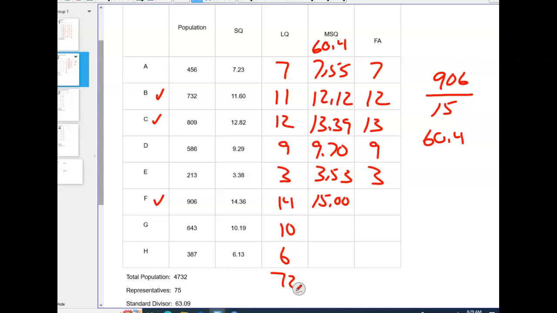There's 906 divided by 60.4, and that's 15. So that lower quota becomes 15. There's 643 divided by 60.4. That becomes 10.65. And that stays at 10. And finally 387 divided by 60.4. We get 6.41. And that stays at 6. 7 and 12 is 19, 31, 40, 43, 58, 68, and we get to 75.